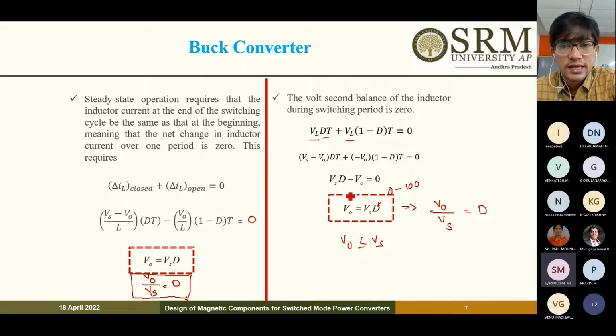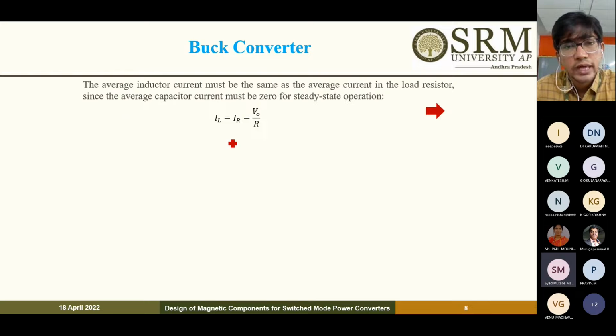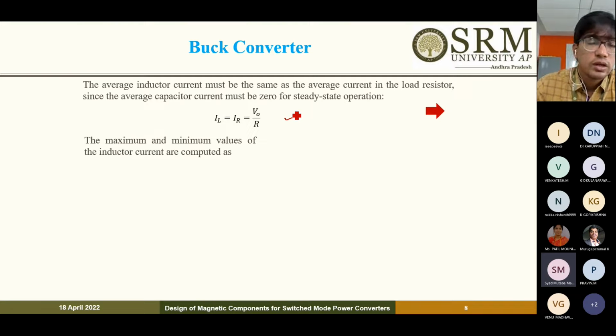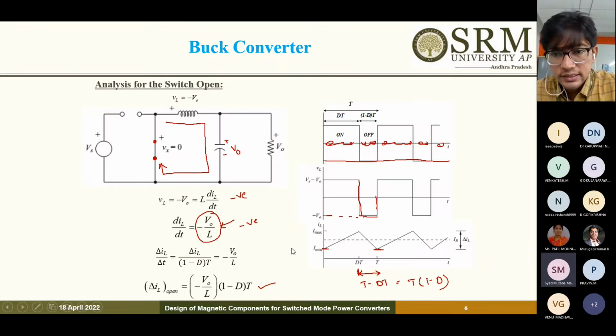So the average inductor current will be equal to the average load current. The average value of inductor current, which I am representing with IL, equals the average load current IR, which is V0 by R. Now we need to find the maximum and minimum currents. Going back to the circuit, this is the maximum current, and this is the average value.